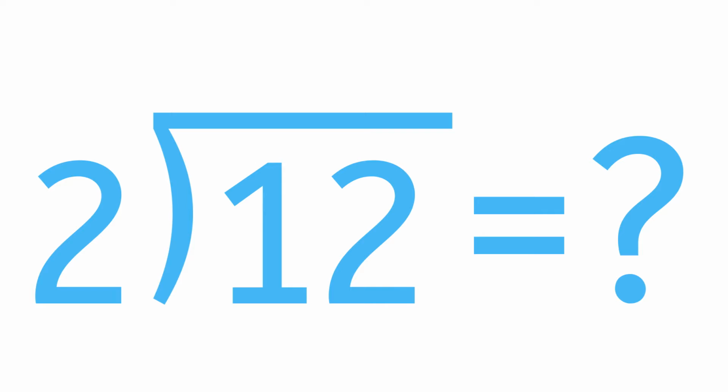In division, we call the number under the division symbol the dividend. The number it's being divided by is the divisor. In this problem, 12 is the dividend and 2 is the divisor. The answer is called the quotient. What's the quotient in this problem?